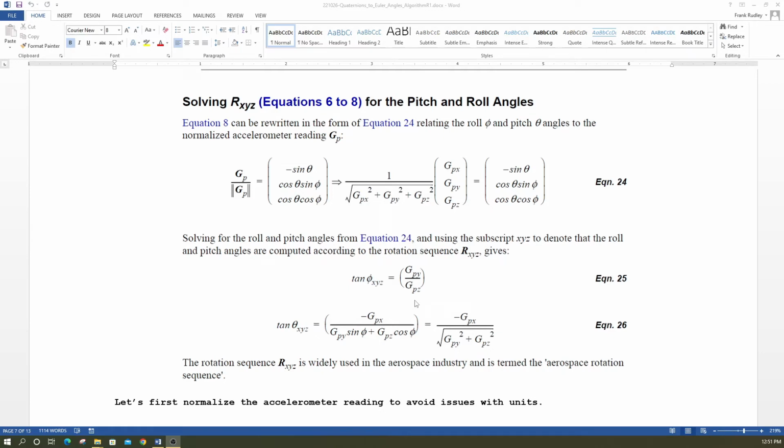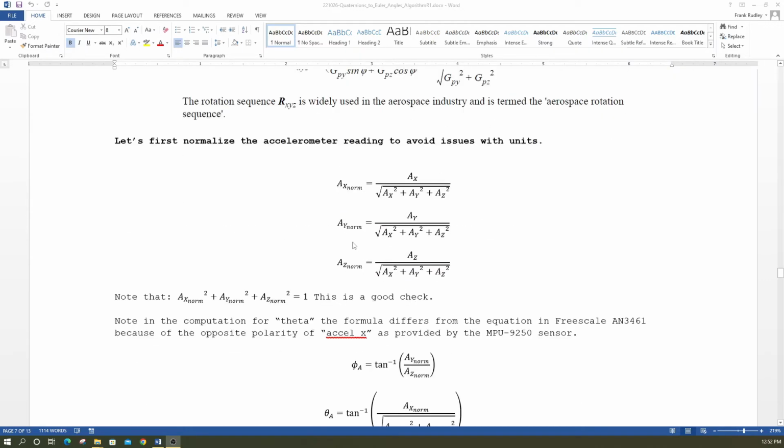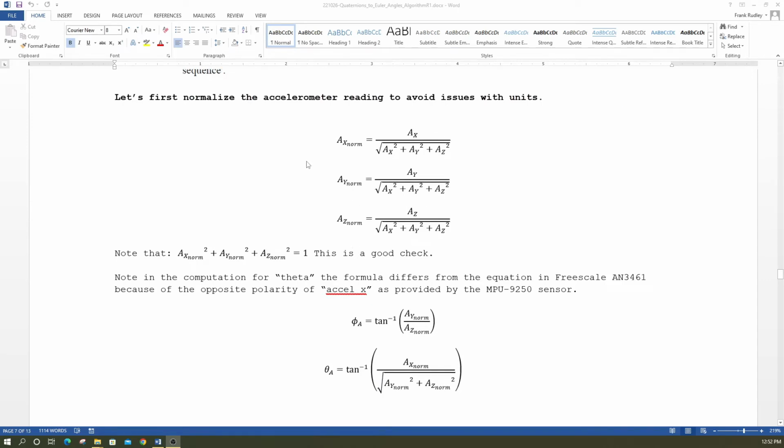So I'll show you how I did it. I took these two references and came up with some equations for that. These are the equations I use. I first normalized the accelerometer. This is just a convenient way to handle it. So to get the x, y, and z components, I normalize them.